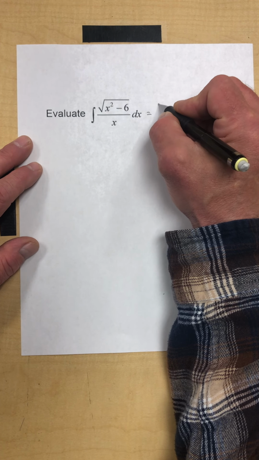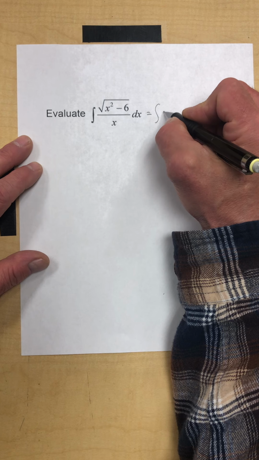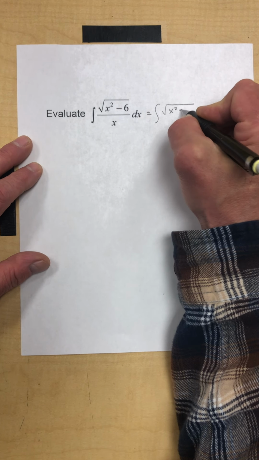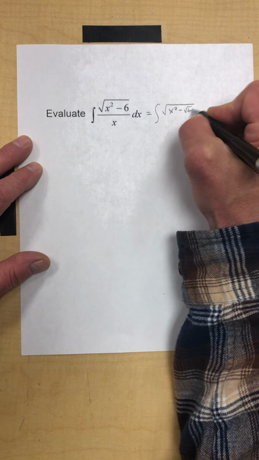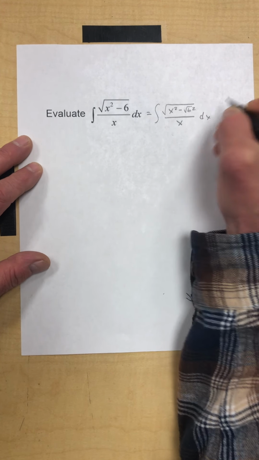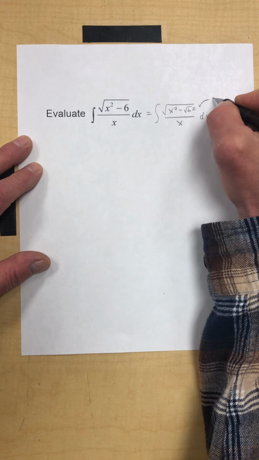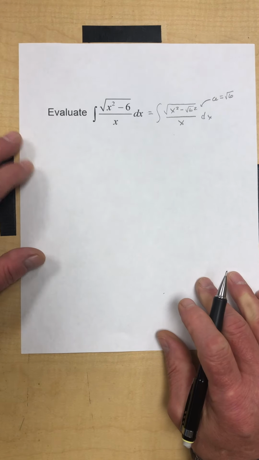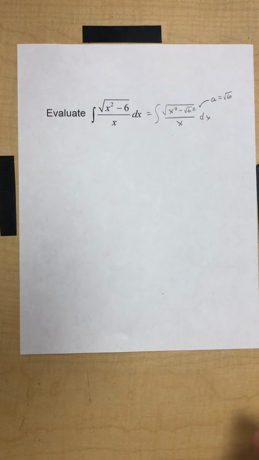Okay, so if we start this the same way, I'm going to write that as x squared minus radical 6 squared over x dx. So I know right here my A ends up being radical 6. So somewhere along the road we may end up having to rationalize, but I'm going to leave that all the way till the end, and I'm not going to worry about it right now.